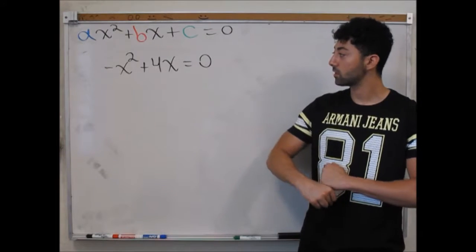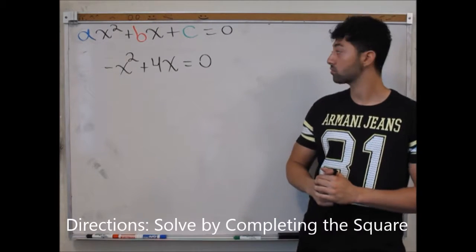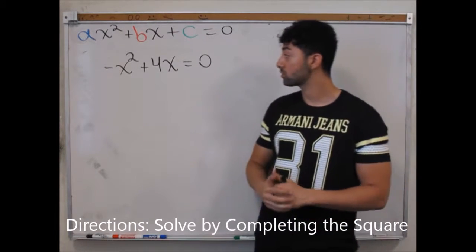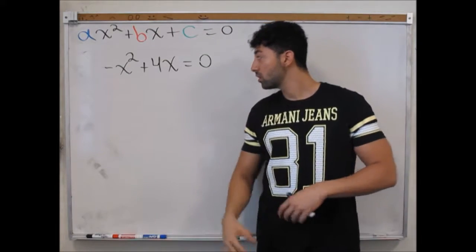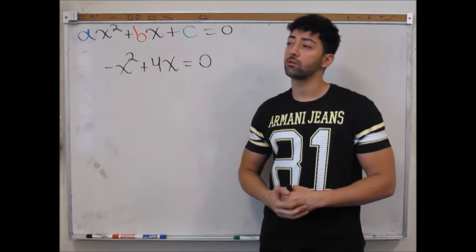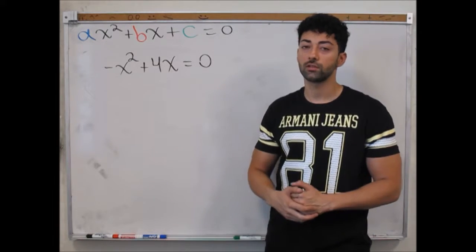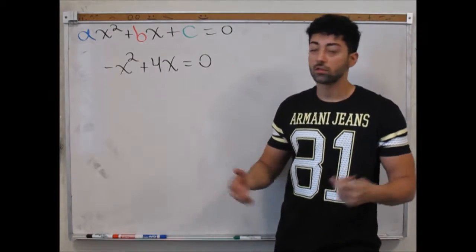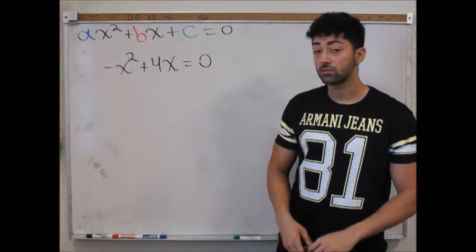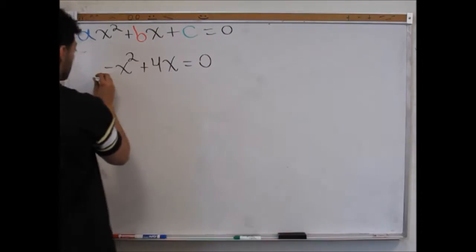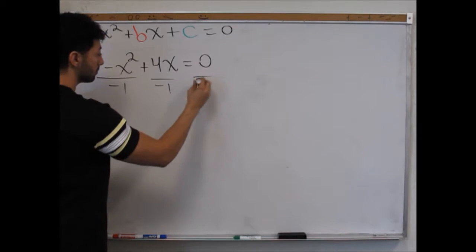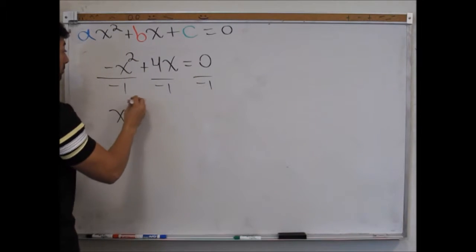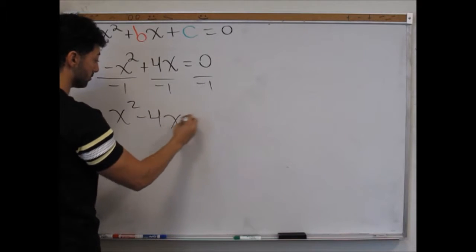Alright, so here's another example. Solve it by completing the square. The first step is to look out for the coefficient in front of the leading term, which is a -1. On a quadratic equation, you really never want your leading coefficient to be negative, just in general. So I'm going to go ahead and divide that out, which was our first step. So divide by that -1. So then we get x squared minus 4x equals 0.